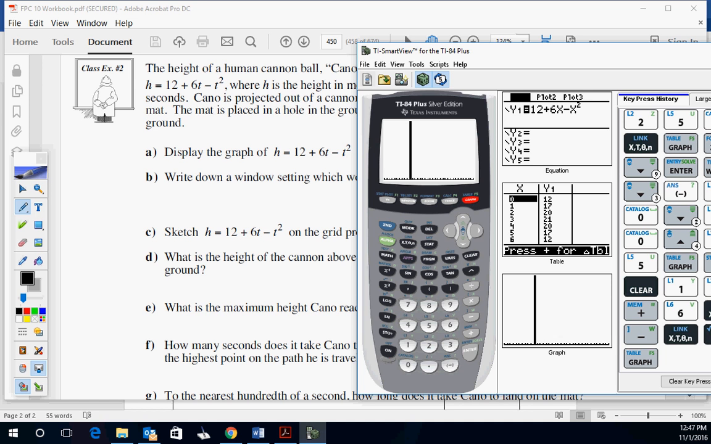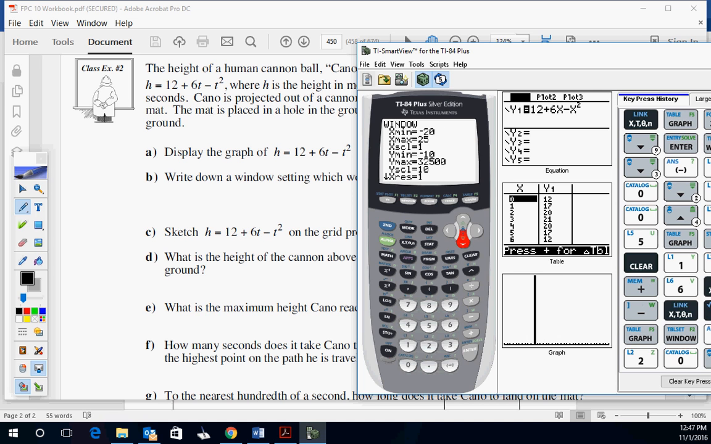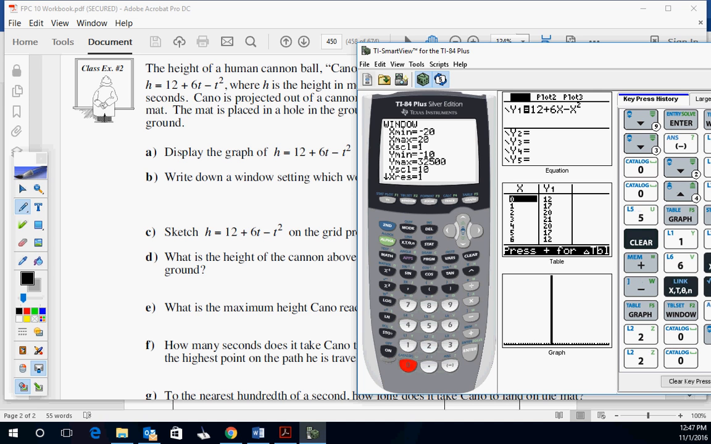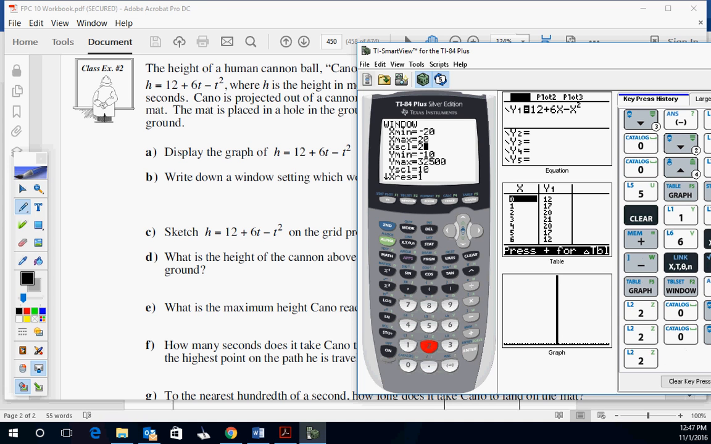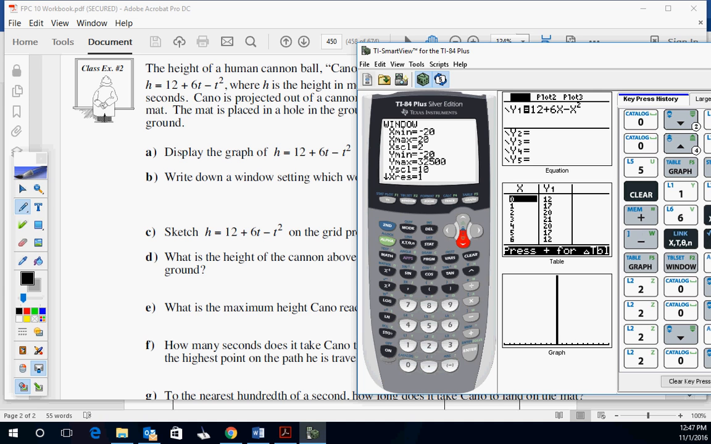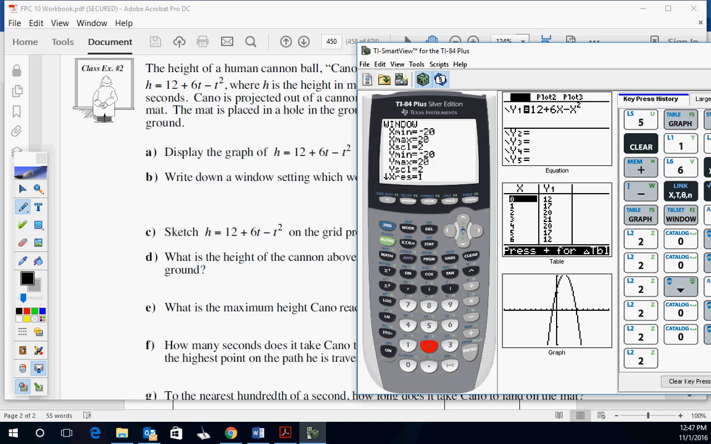So what I'm going to do first is, these look like pretty normal numbers to me, so I'm going to go to window. You can go zoom fit, but I'm going to go negative 20, 20. I'm just going to take our regular graph and go a little bit bigger, is all. Scale of 2, negative 20, 20. I'm going to go by 2s. I have a pretty good picture of the graph now. You can see almost the whole thing. 25 would have been a little better maybe because I can see the whole curve there. But that's your picture.